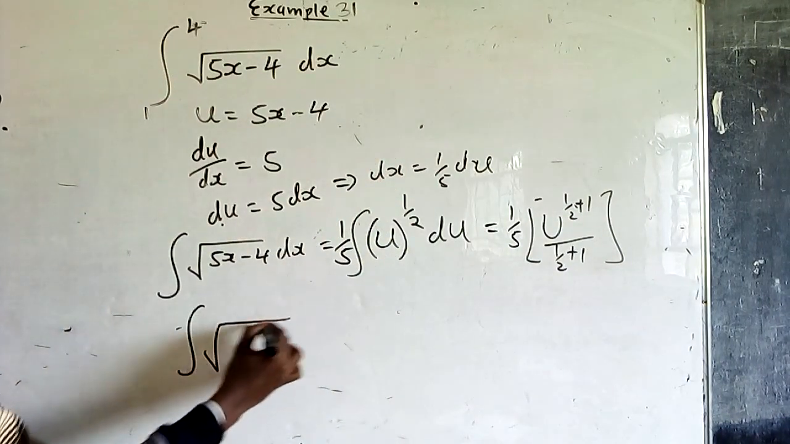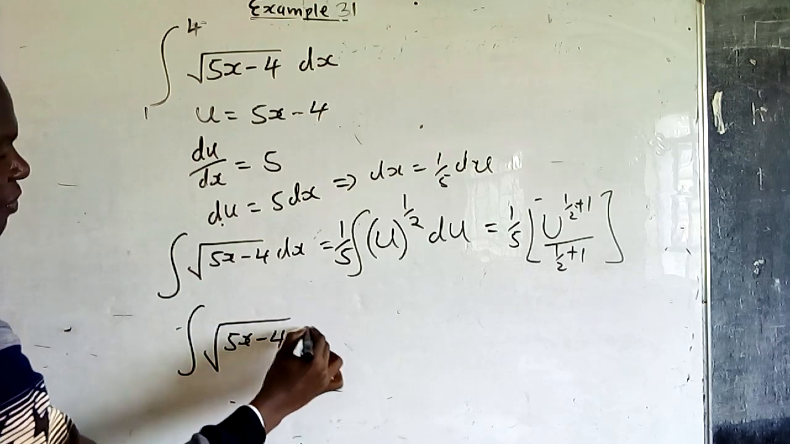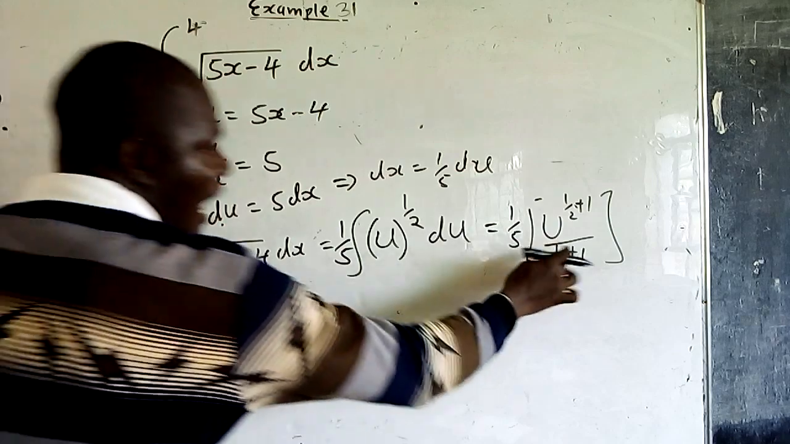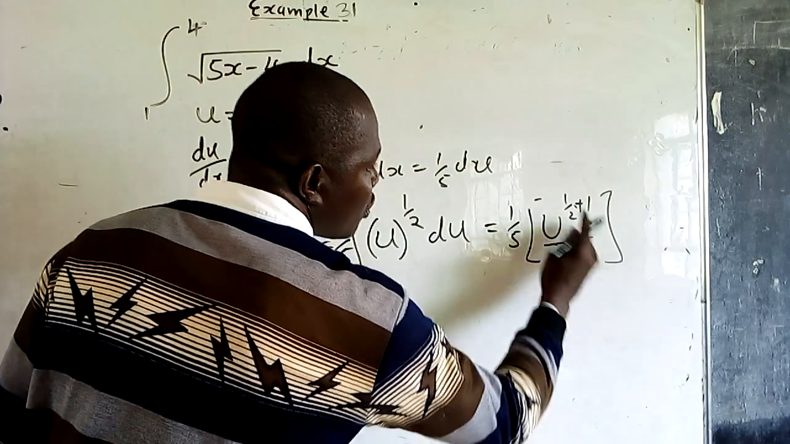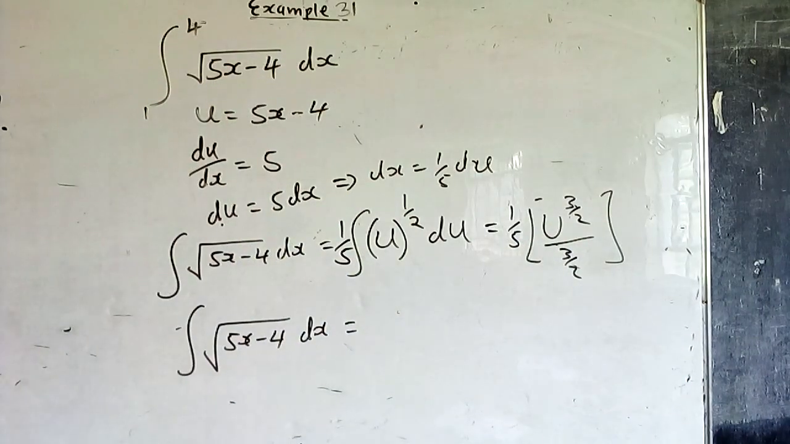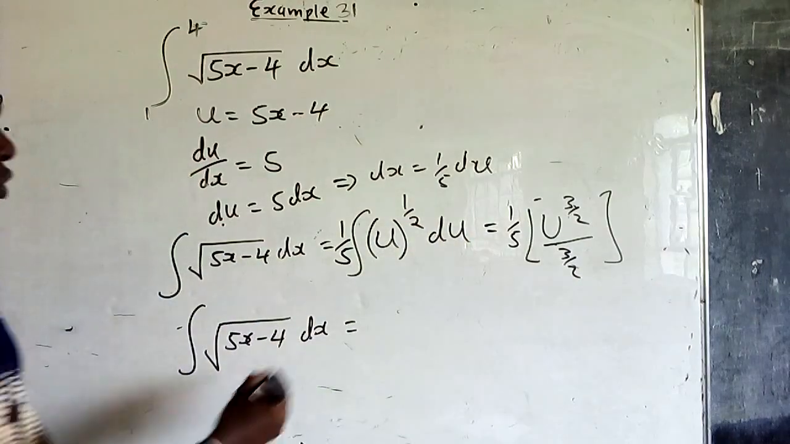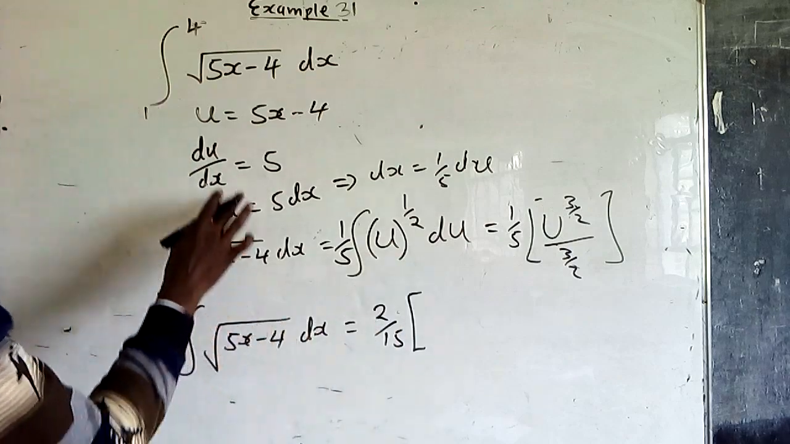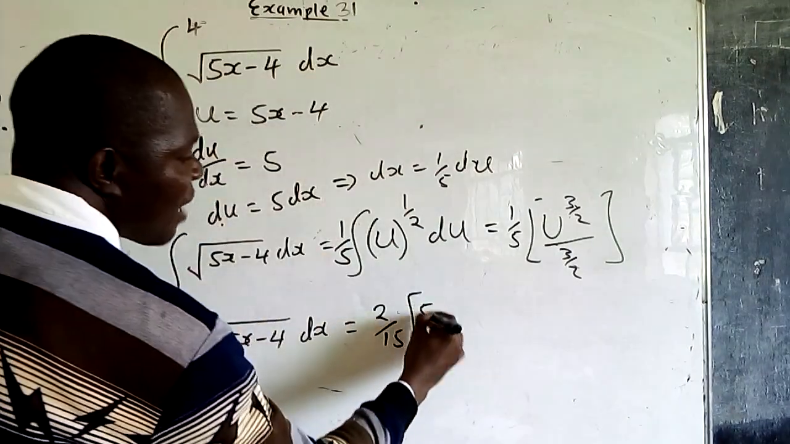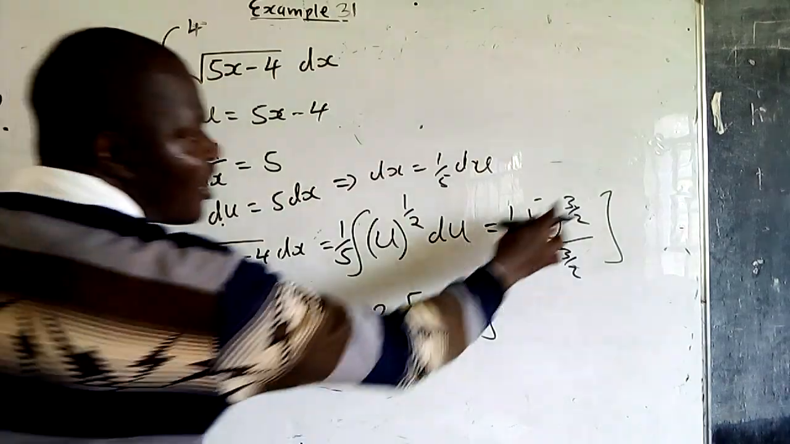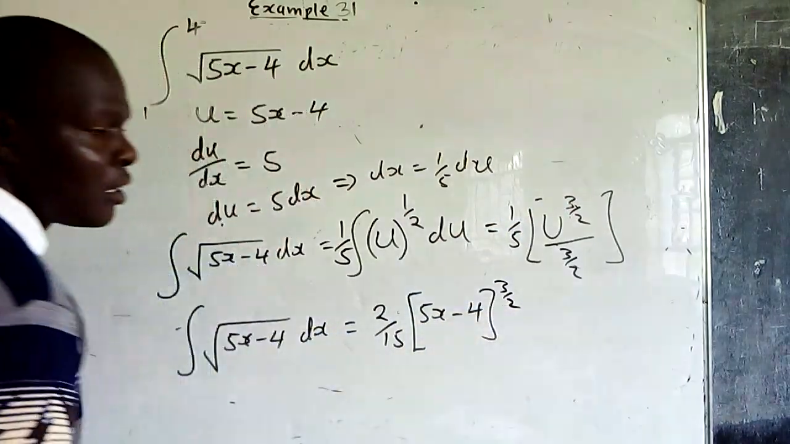So we substitute back to the original problem. A half plus 1 is 3 over 2. Are we together there? So 1 over 5 divided by 3 over 2, you get 2 over 15 into u. What is u? u is 5x minus 4. Then it is raised to power 3 over 2.